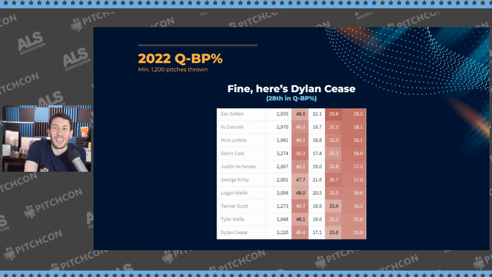These are wonderful looking Bloom boards. Exactly, Bloom. I hope that you make some Bloom boards with this stuff because I'm sure you'll find some fun value in it. But Dylan Cease is down here. Keep in mind that's 28th in quality minus bad pitch percentage. And it's actually a little high. As you can see, we color graded the stuff a little high on the bad pitch percentage. But a lot of good pitches as well.